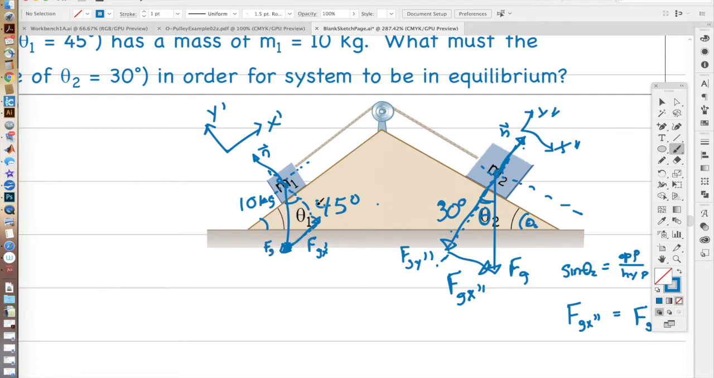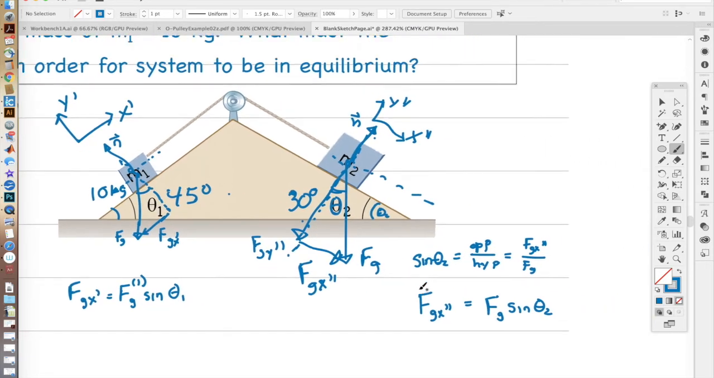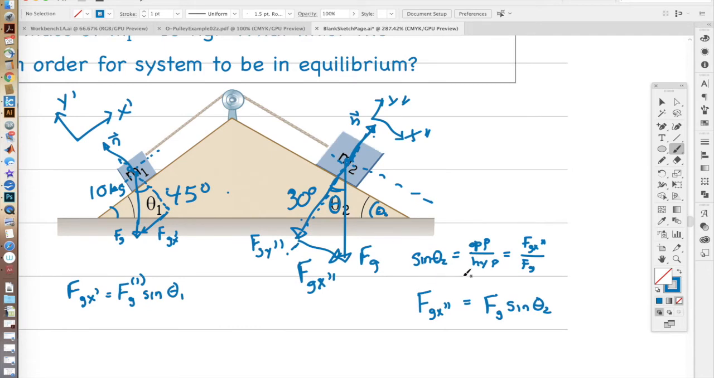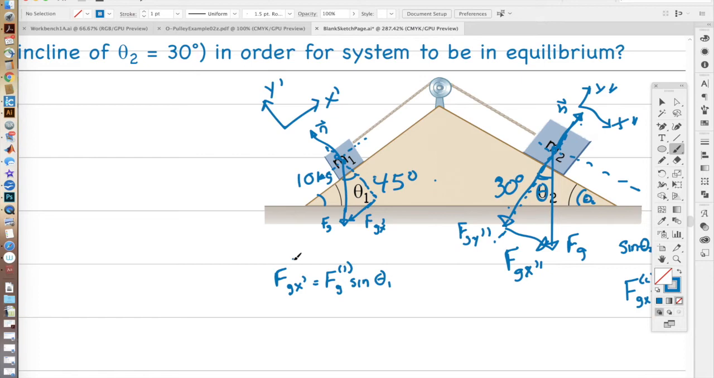Let me see if I can clean that up a little bit. This vector right here is F_g, and we'll call this F_g x prime. So by that, we can again write that F_g x prime is equal to F_g sine of theta 1. Now, to distinguish the two F_g's, I'll put a 1 in a superscript with parentheses for mass 1 over here, and over on this side I'll put F_g with a 2 for mass 2. To be extremely clear, we'll put a 2 up here, and over here a 1 in parentheses on this one too.